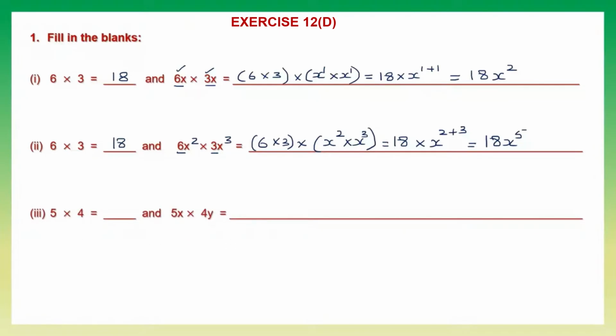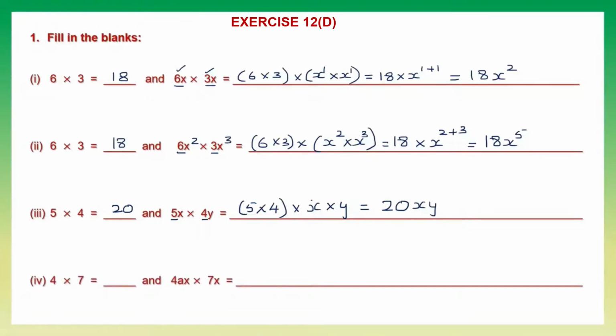Next question. 5 fours are 20. Now let's multiply the numbers first. 5 into 4. And then the literals. We have x, 1x and 1y. Okay, so let's multiply. 5 fours are 20. 20 into x and y is simply 20xy.